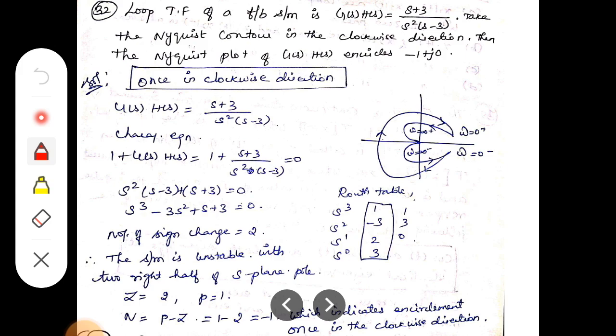So we calculate from this given function, s plus 3 over s square into s minus 3, the characteristic equation 1 plus g of s into h of s. So add the 1 plus, take the cross LCM multiplication. So 1 plus s plus 3 over s square into s minus 3, multiplied. So we get s square into s minus 3 plus s plus 3 equal to 0. Then it will be multiplied inside. So s square multiplied gives s cube minus 3s square plus s plus 3 equal to 0. Then go to the Nyquist contour calculation.